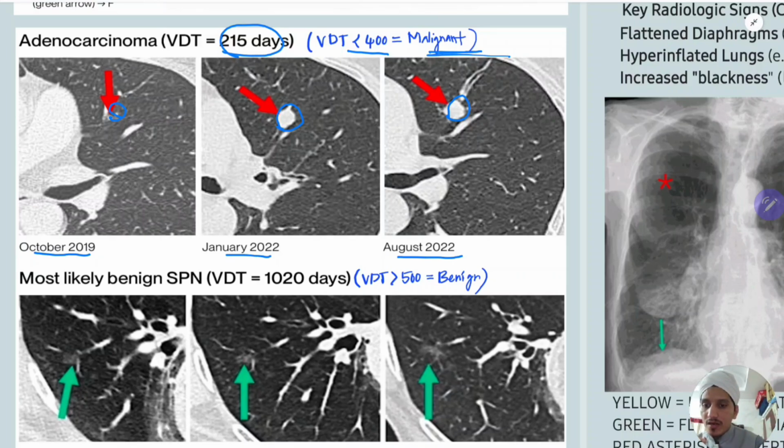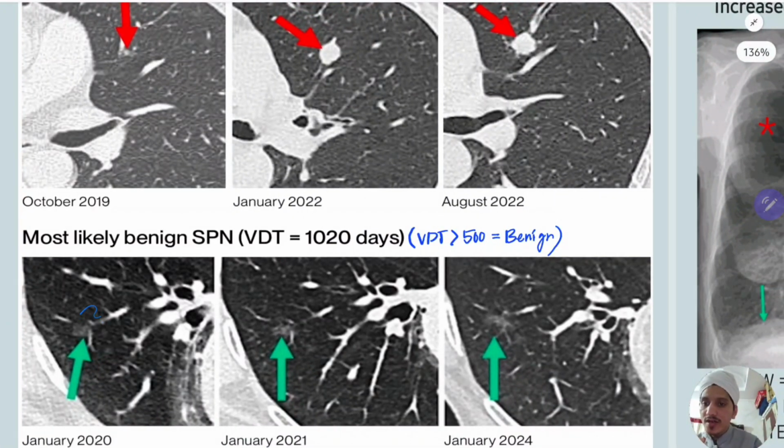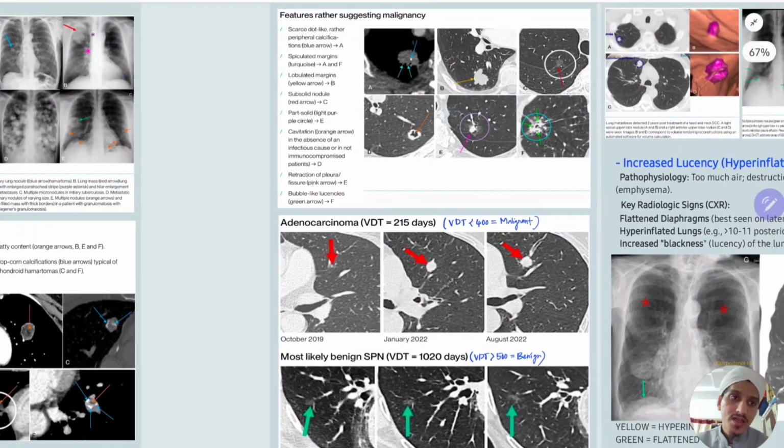Okay. The next one is the benign nodule. See, here there is a nodule, but what is the duration? Just see, it is 1020 days. So volume doubling time is more than 400. So likely it is a benign nodule. No need to further follow up. Okay.